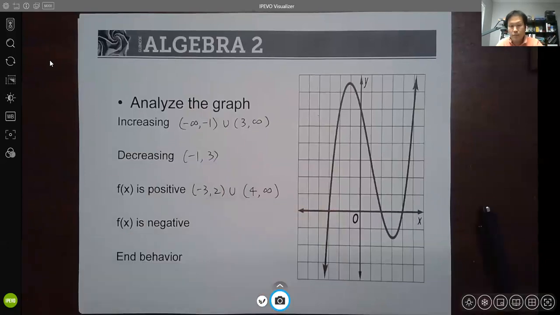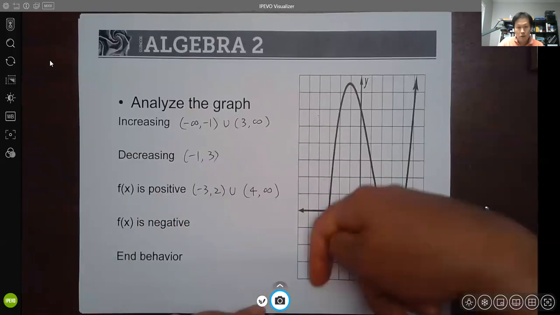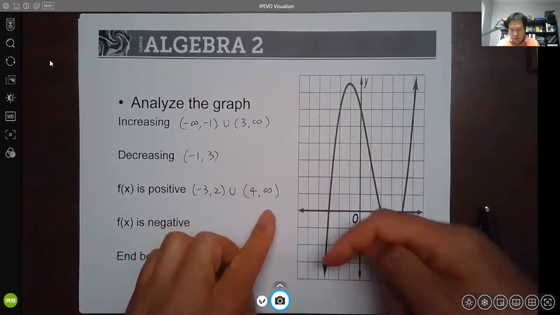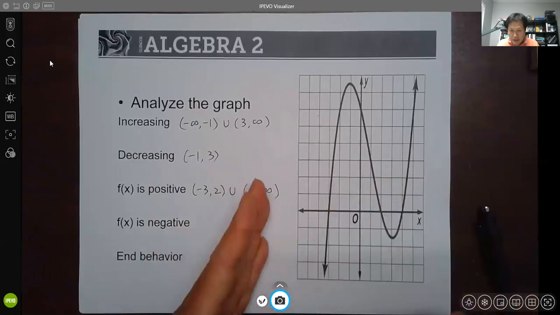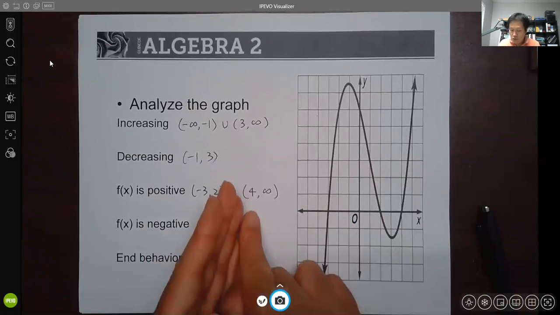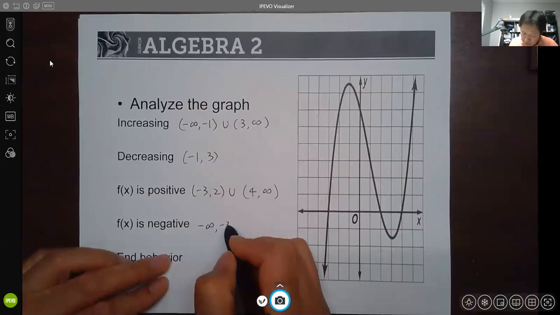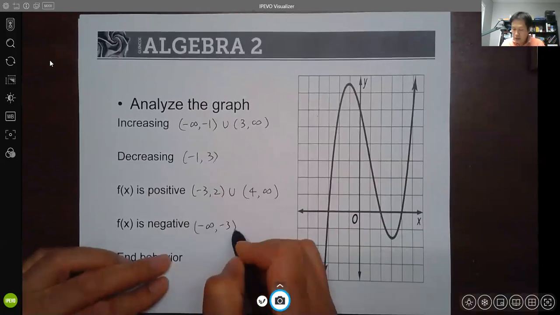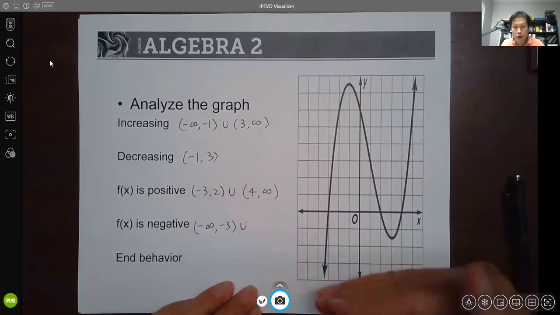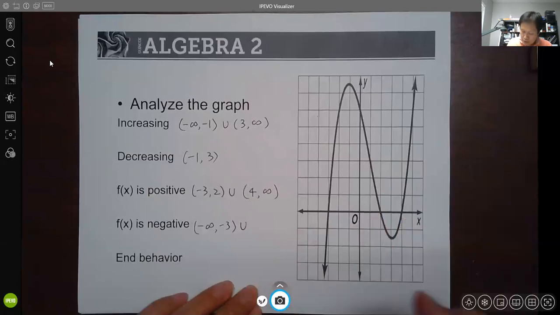Negative means below the x-axis. This portion right here. So where to where in x value? You go forever to the left, minus infinity to whatever this x value is, which is minus 3. So here to here is negative: minus infinity to minus 3. Union with right here, which is negative too, below the x-axis. Where to where? x value 2 to 4.